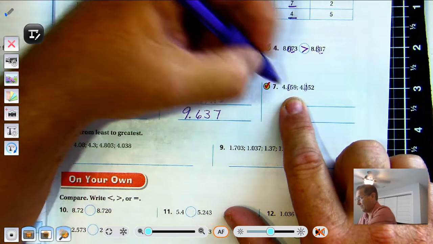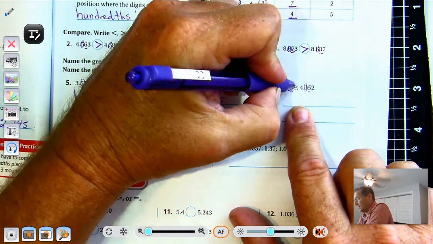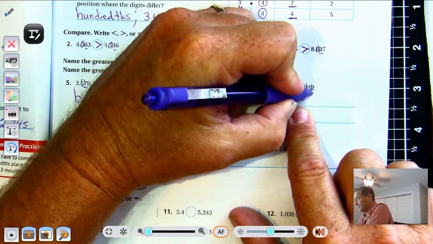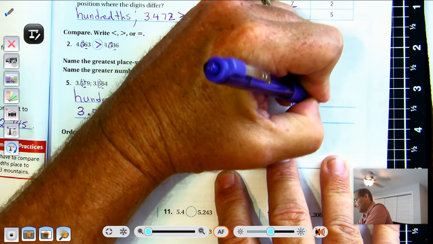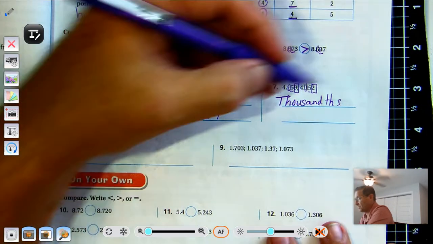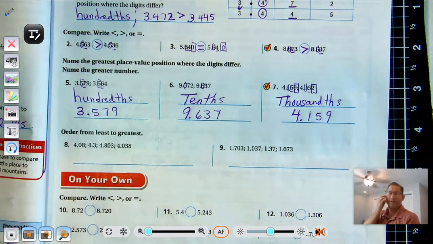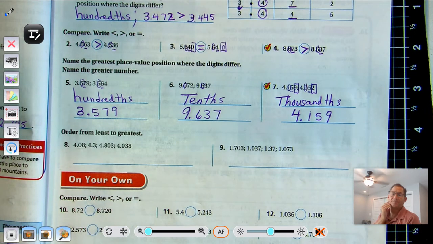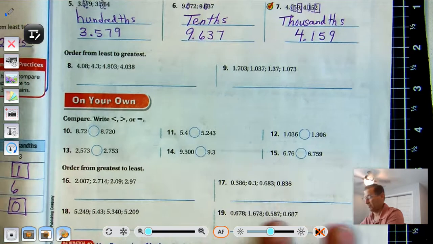Number 7, the 4 ones are the same. The tenths are the same. The hundredths are the same. The thousandths are different. So 9 is greater than 2. So 4 and 159 thousandths is the greater number. Okay, number 8. Order these numbers from least to greatest.